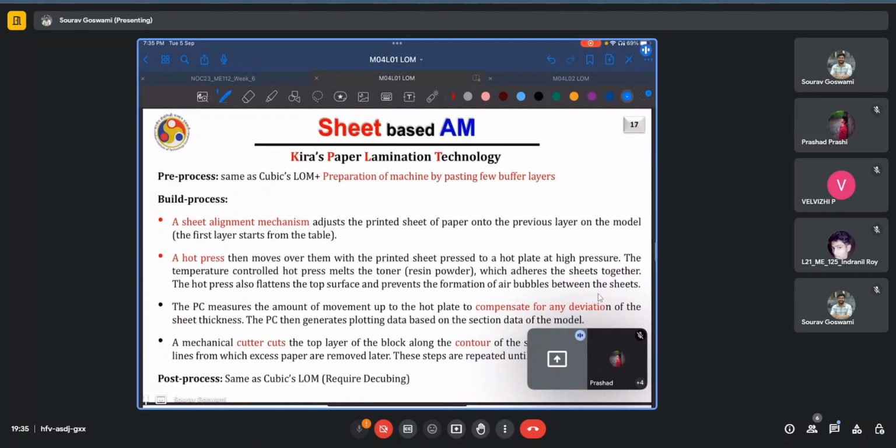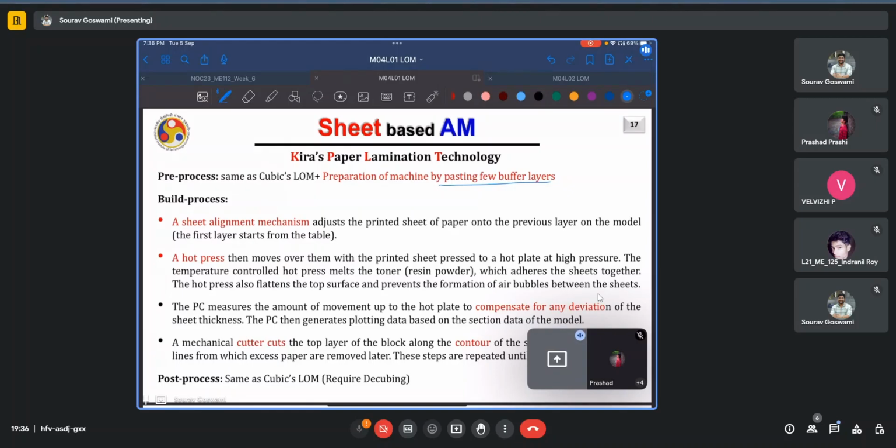The pre-processing step would be the same, and the only additional thing is that some buffer layers need to be pasted on the machine build platform. This pasting, as we saw in the video that was shown in the lecture, is done by a very simple adhesive, such as the Fevi stick that we have. Some of you might be aware that such adhesive is also used for FDM based processes, where at first we apply some of that adhesive on the build platform at the start of build to ensure good adhesion.